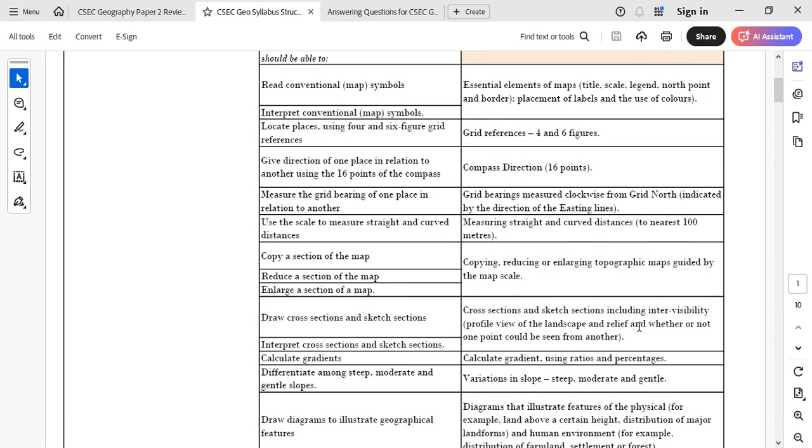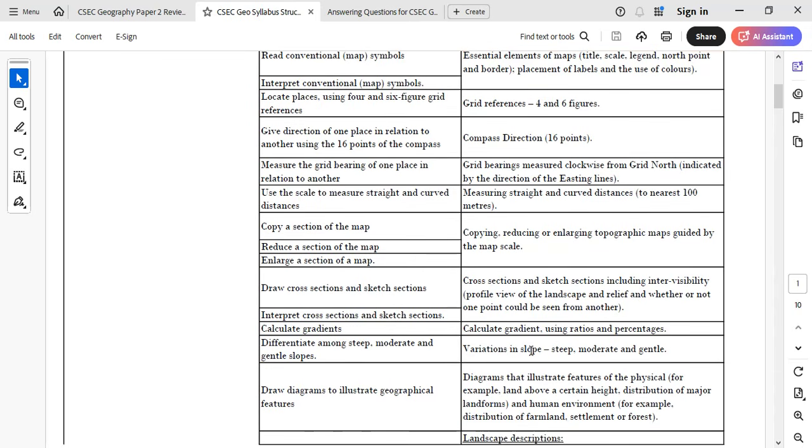Cross sections and sketch maps, sometimes cross sections, may be asked. All of these are still part of practical skills. Calculating gradients, of course, remembering it's a ratio in geography: the vertical distance in height as a ratio to the horizontal distance between 2 points.